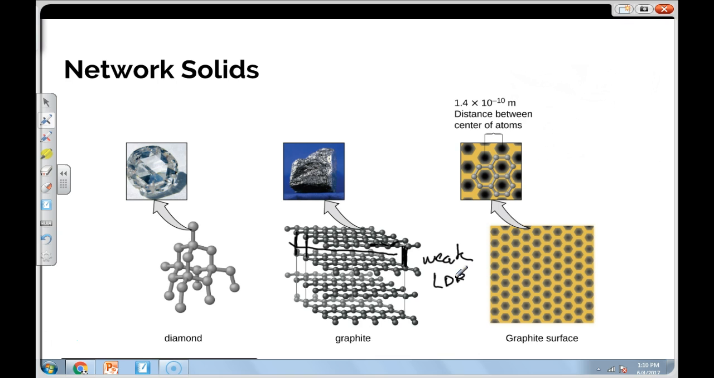So really the only force that exists is London dispersion forces, unless you're going to count the covalent bonding as a force. I wouldn't, but that doesn't mean that other people wouldn't.